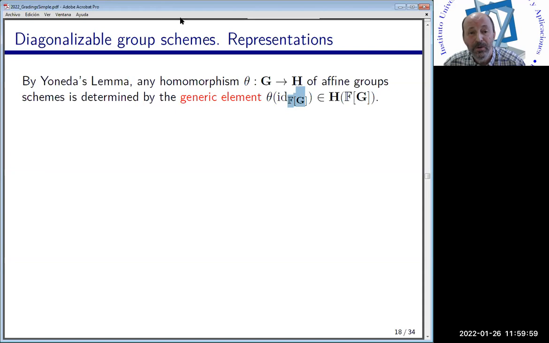And then the homomorphism from this Hopf algebra to itself gives the generic element of this group scheme. You take the image, and what you get is a generic element that determines completely this homomorphism of affine group schemes. Once you know the image of the generic element, you can get the image of any other element with values in any algebra R.